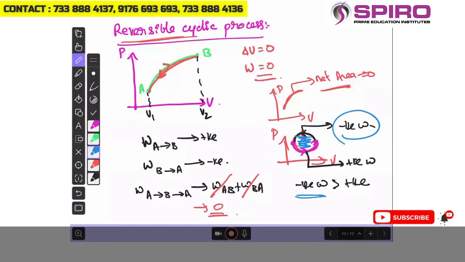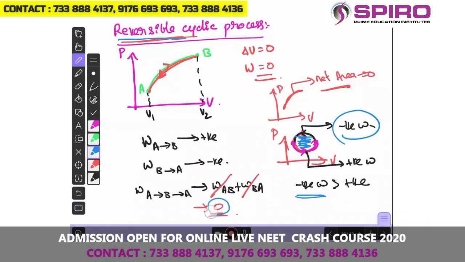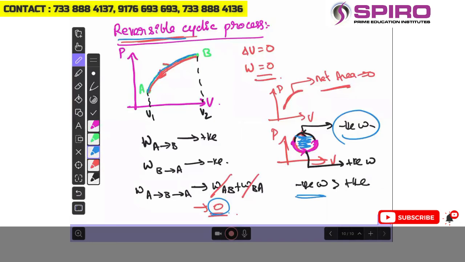In any reversible cyclic process, net work done will always be 0, because the stages through which the process goes on the volume expansion side pass through the same line when it comes back. So negative work and positive work will be equally present there.